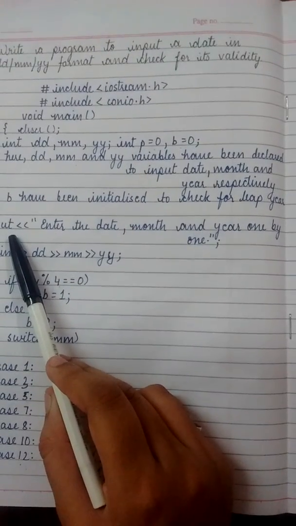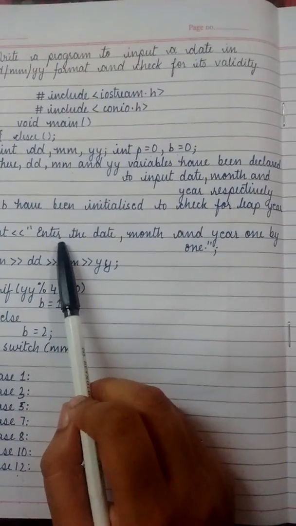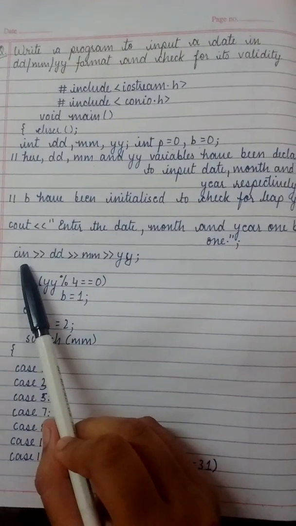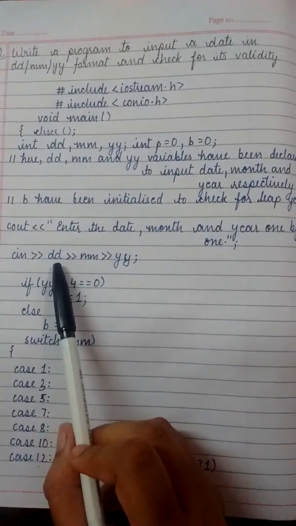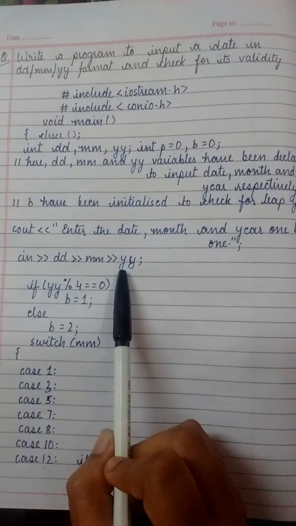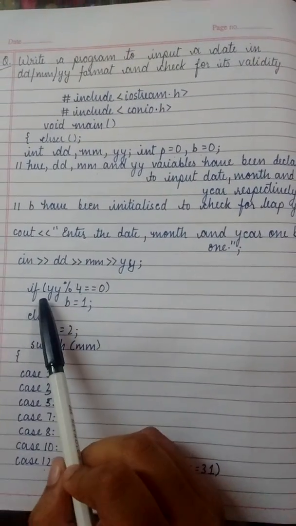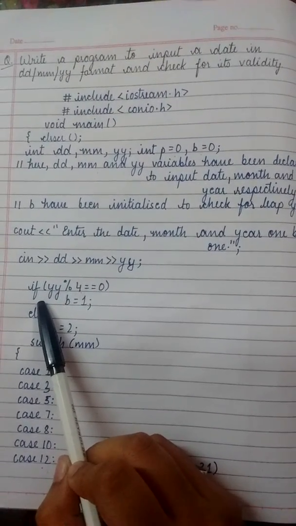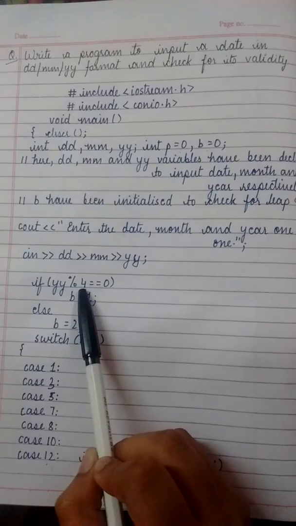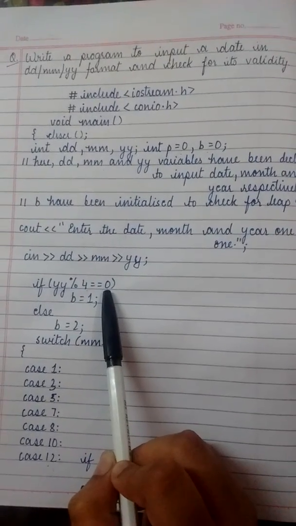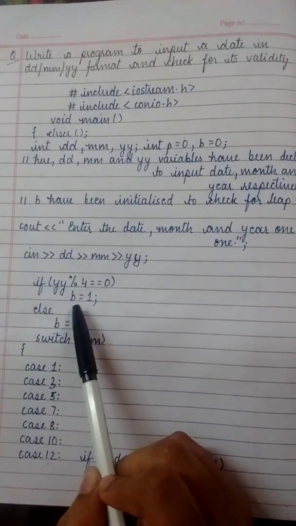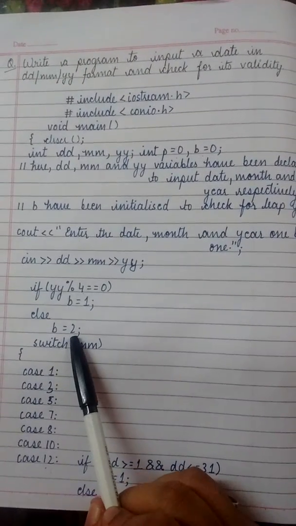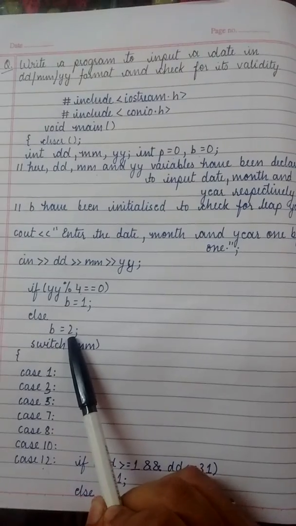Then I have used the function cout to ask the user to enter the date, month and year one by one. Then the cin function has been used to allow the user to input the date, month and year respectively using the keyboard. Then we have checked whether the year is a leap year or not. If the year divisible by 4 gives the remainder 0, then it is a leap year and we will store a value 1 in the variable b. Otherwise a value of 2 will be stored in the variable b.